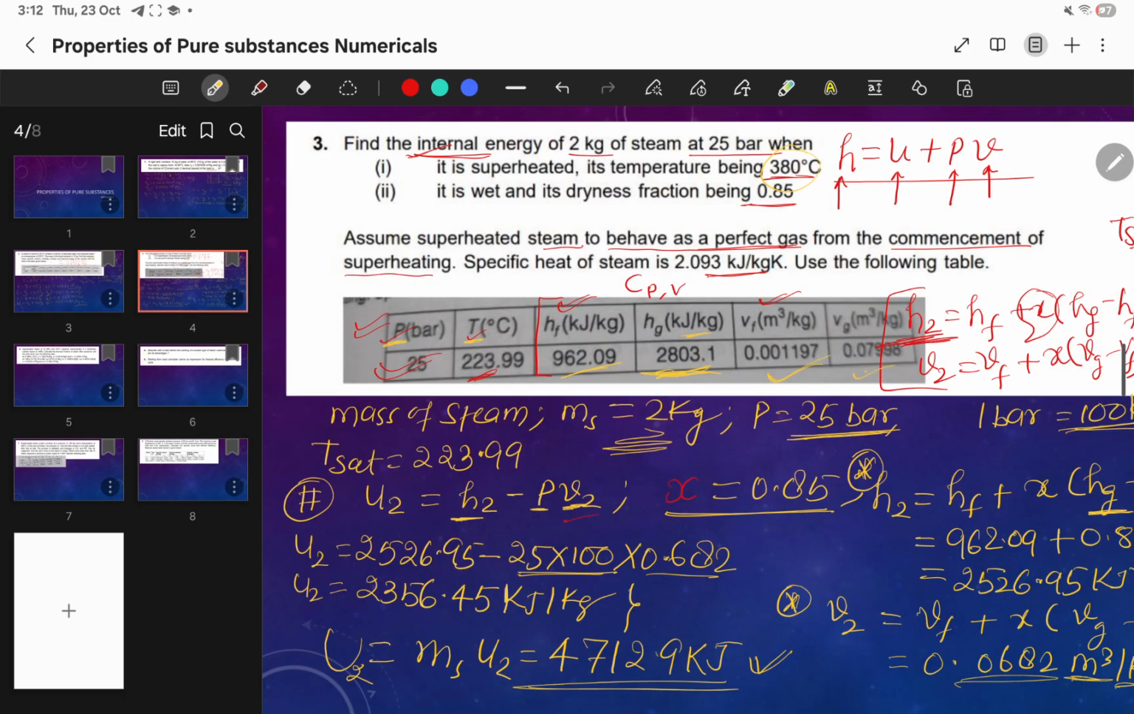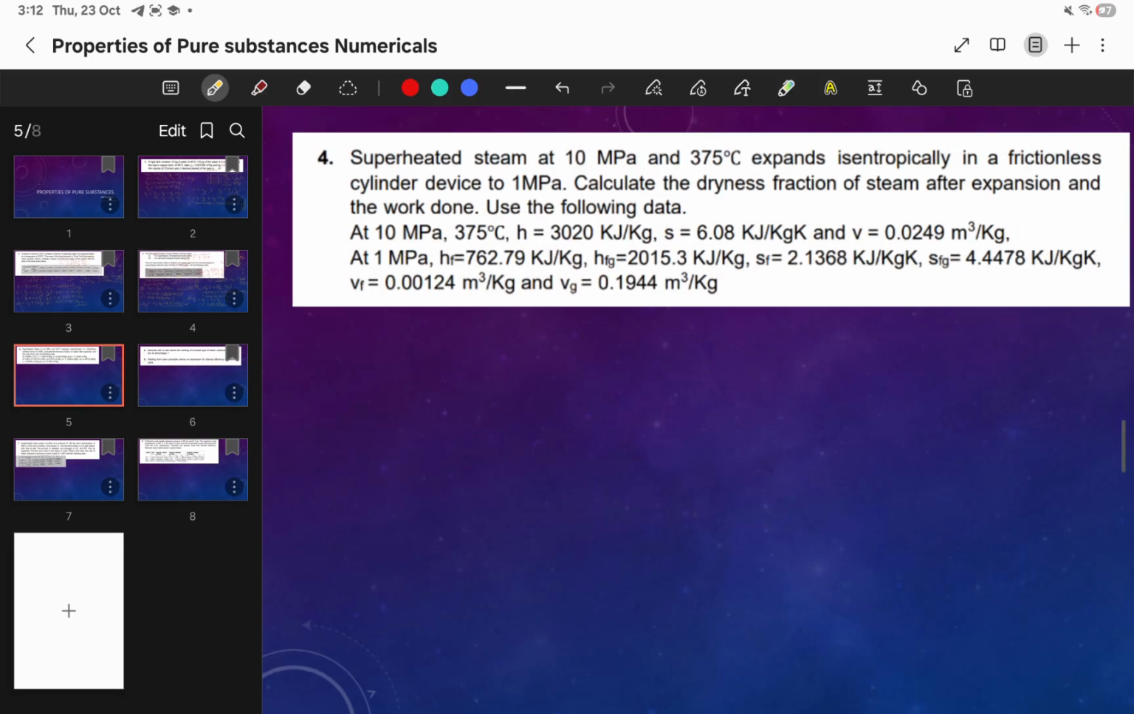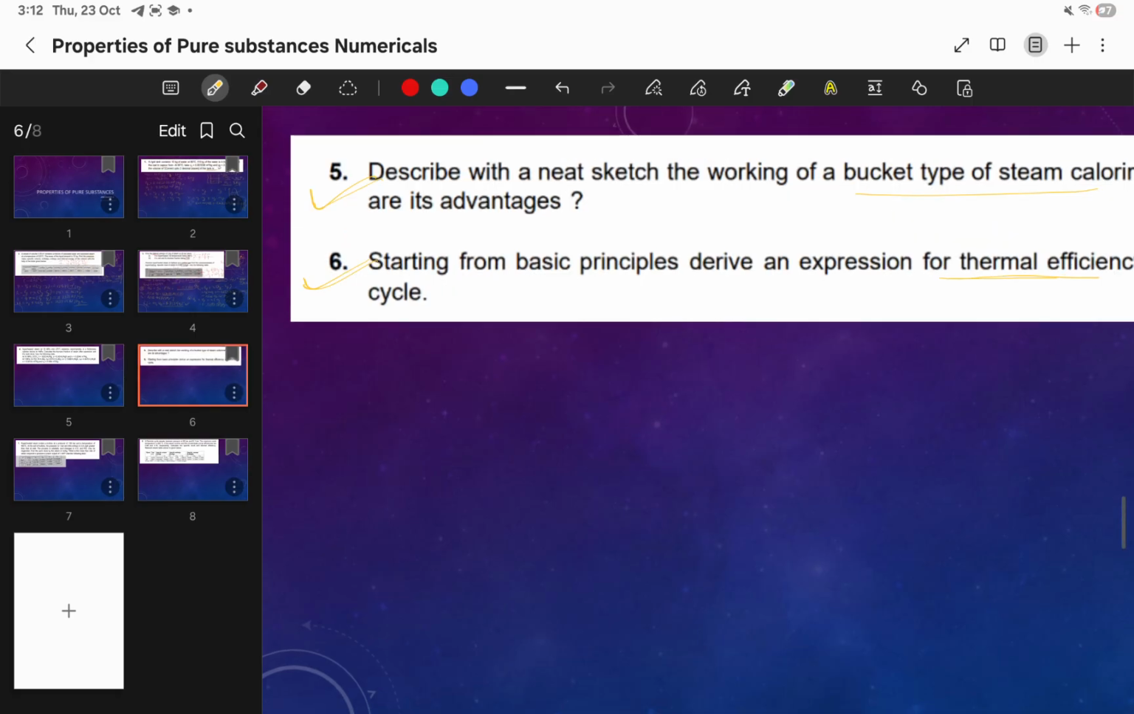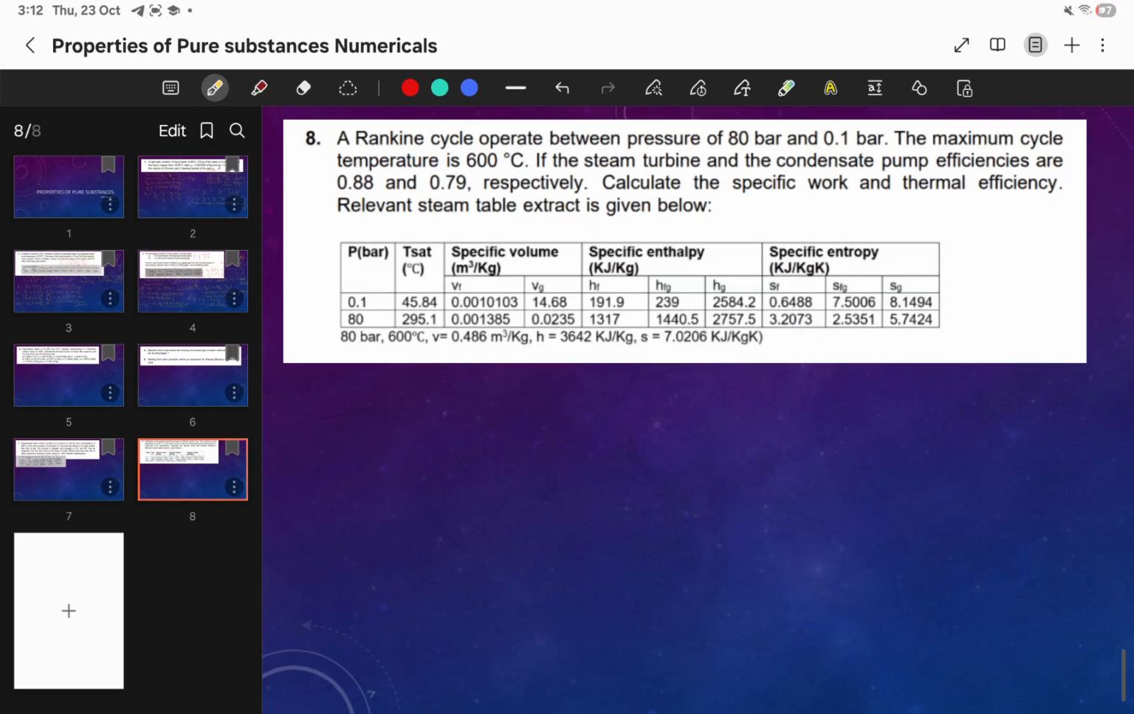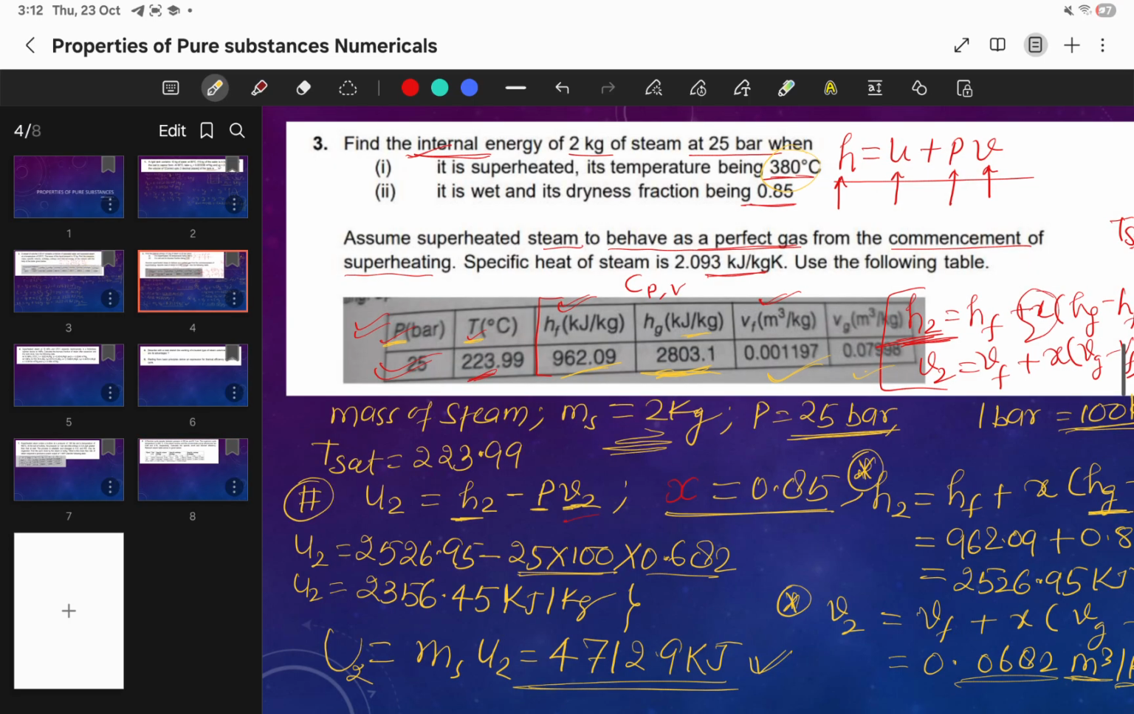Okay fine. So I think up to question 3 you will get in your T2. Okay, and question number 4 I will upload soon. I will upload the solution for this also. Question number 5 and 6, you have to do by yourself. Question number 7 and question number 8, these are very important for your end semester exam. Okay, fine. So this is all for today.